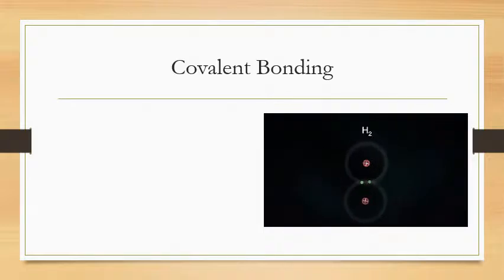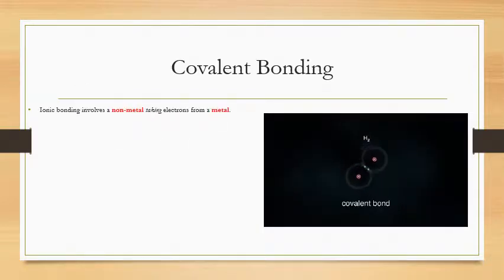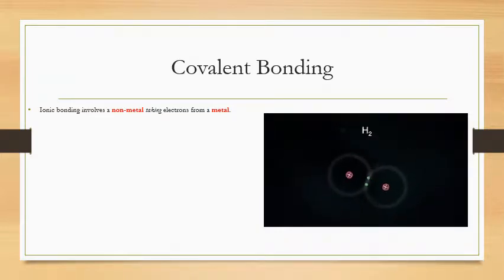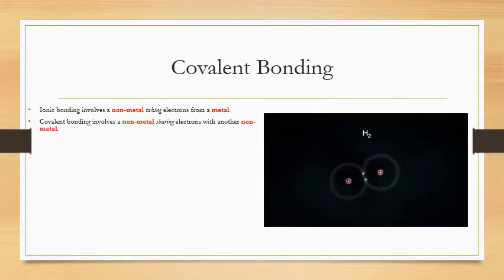So, covalent bonding. So here we have the covalent bonding between two hydrogen atoms. So what's happening? Well, ionic bonding, which we've just looked at, involves a non-metal taking electrons from a metal. Covalent bonding is a little bit different. In covalent bonding, this involves a non-metal sharing electrons with another non-metal atom.